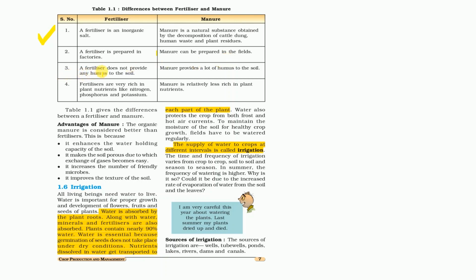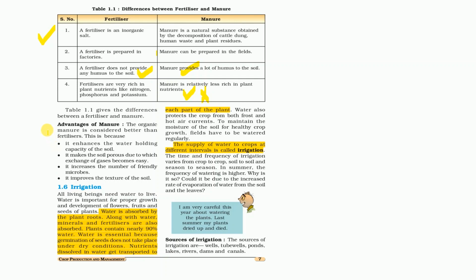The fertilizers do not provide any humus to the soil because they are a chemical substance, while the manure is made up of organic things, so it provides humus to the soil. The fertilizers are very rich in nutrients like nitrogen, phosphorus and potassium, while the manure is relatively less rich in plant nutrients, but it is more preferred to use the organic manure.